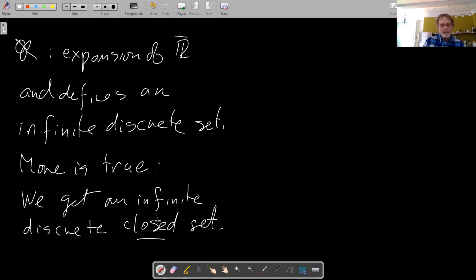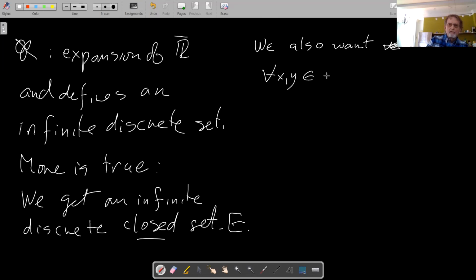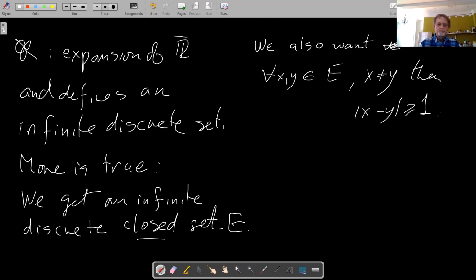But in order to get our sloppy sine function, we want a little bit more. I think some people call it uniformly discrete. Well, no, we also want that for all x, y, let's give this set a name, for all x, y in it, if x is not equal to y, then they're at least 1 apart, or some constant. So we also want to get this.